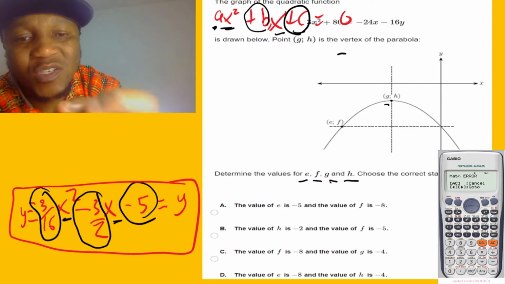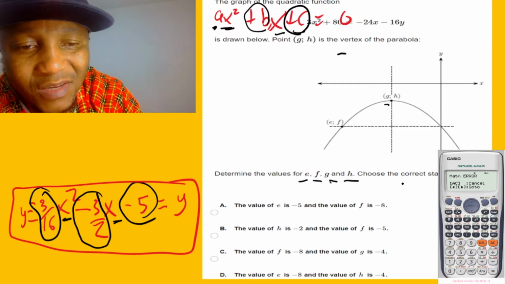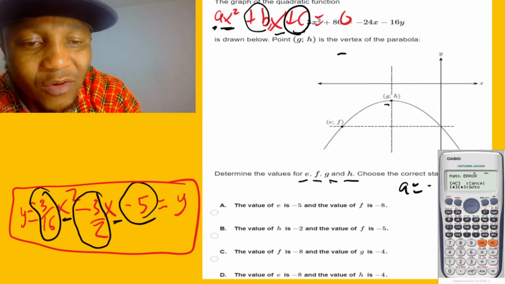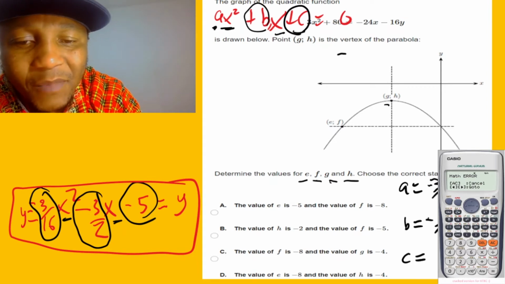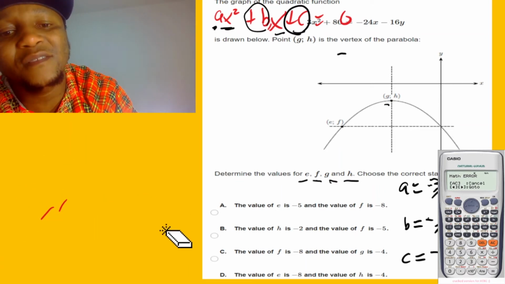Now for that case, we're going to use the formula for quadratic. Let me write my a, b, and c. What is my a? a equals -3/16. What is our b? b equals -3/2, and c equals -5. I can erase this because I don't need it, so I can have space.